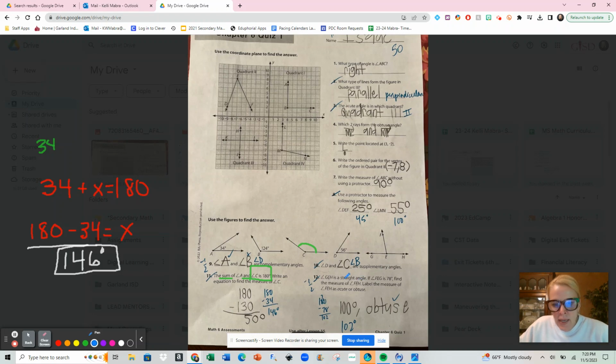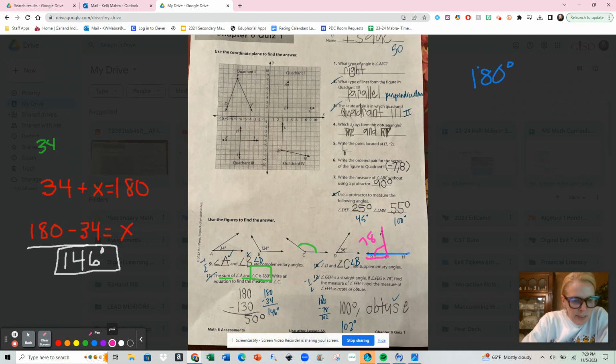All right, and so then it says, right here, angle GEH is a straight angle. Okay, straight angles always measure 180 degrees. All right, so then it says angle, and I like to just outline them to help me. Angle FEG is 78. Okay, find the measure of FEH. Okay, and then label it if it's obtuse or acute.